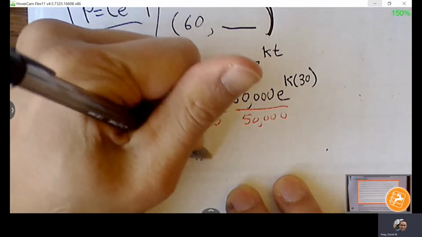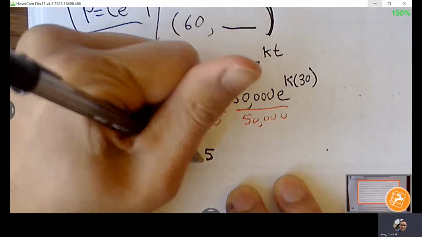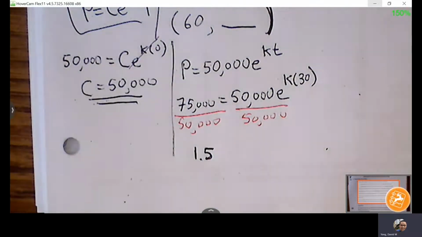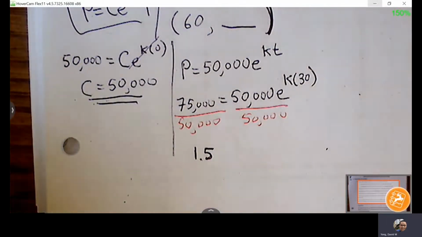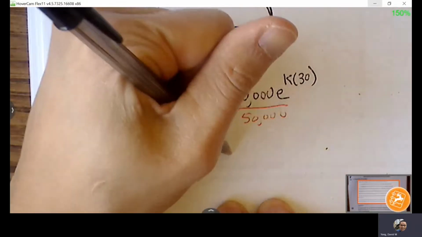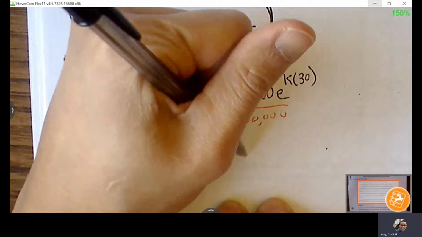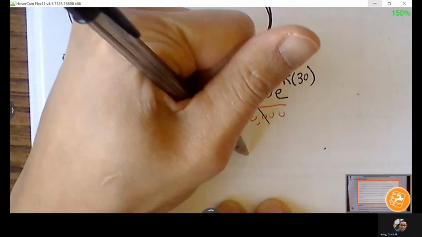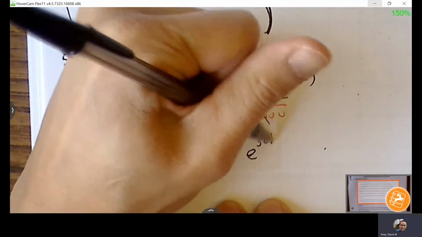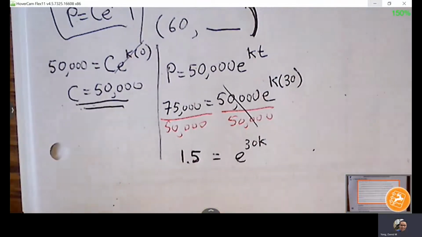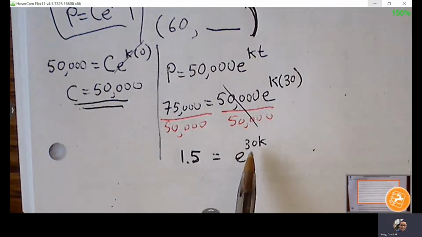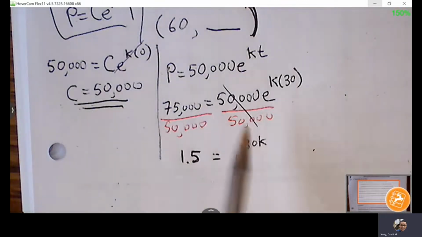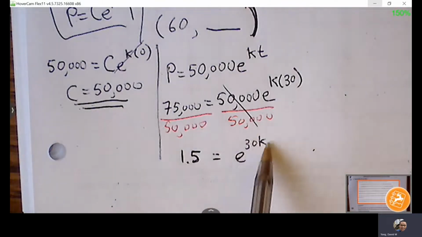Fractional values tend to be a little uglier, especially when there are exponents and fractions involved. So I'll use 1.5. It just feels a little bit cleaner, potentially down the road. This goes away. Okay, 1.5 is equal to e to the 30k. I'm still trying to solve for k. At least I have a simpler equation now. What's my next step? How can I handle a variable in the exponent?